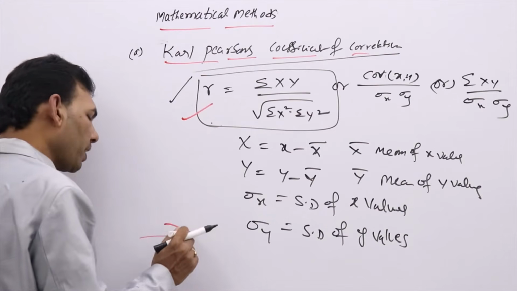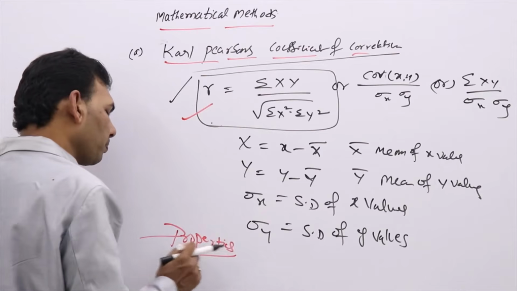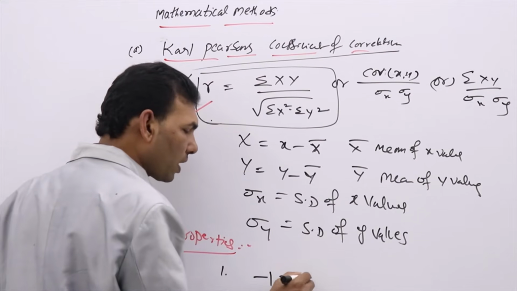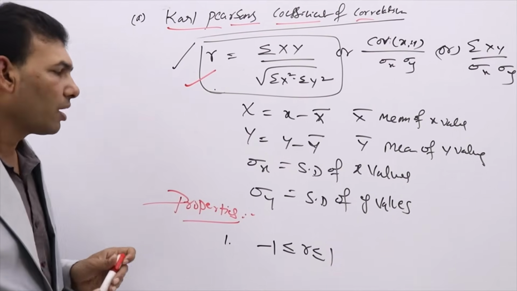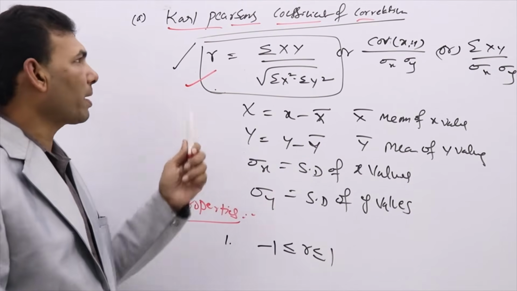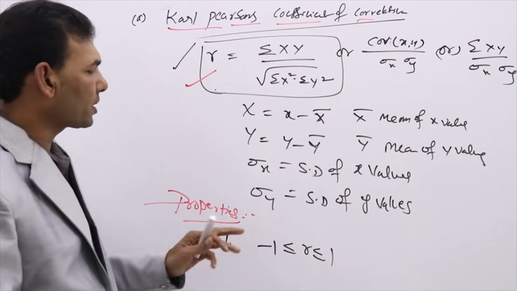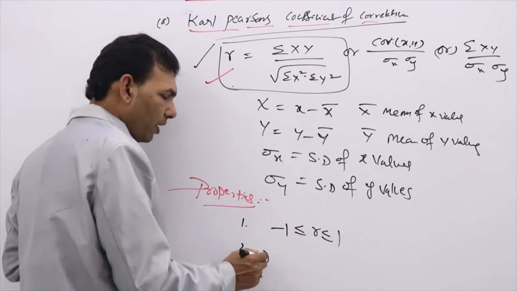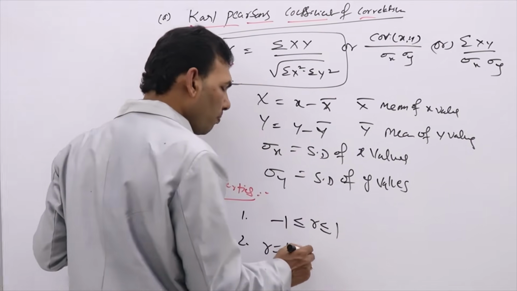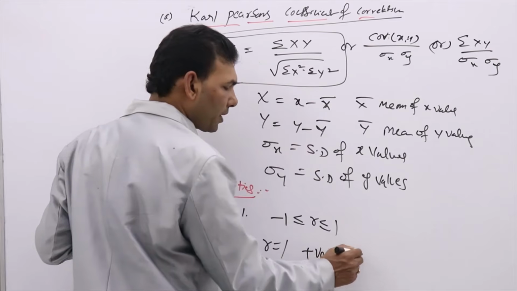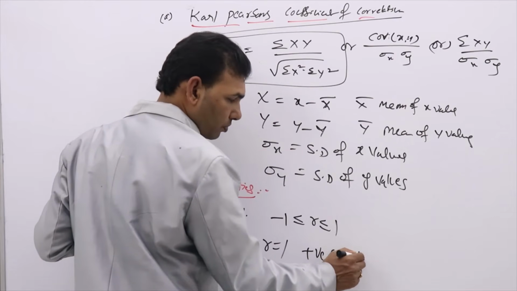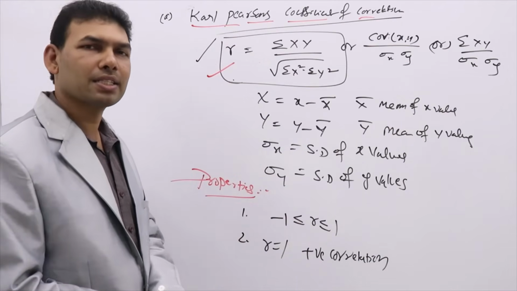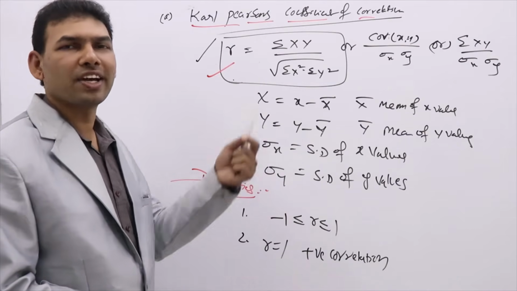What are the properties of the coefficient of correlation? Here r always lies between -1 and +1. You need to keep this in mind. While calculating Pearson's coefficient of correlation, the answer should lie between -1 and 1. If r is +1, they have positive correlation, they are related positively. You know what positive correlation is? The direction of variability is the same: if x increases, y increases.